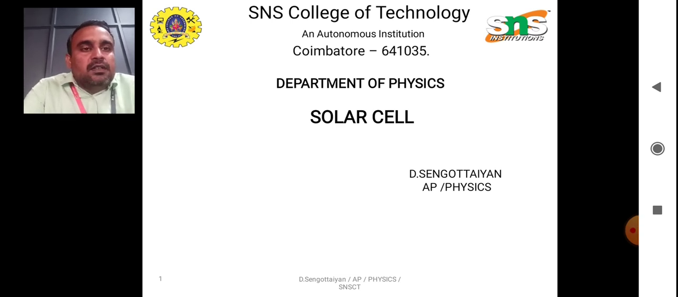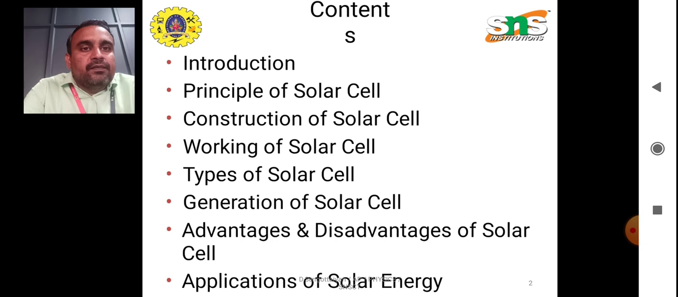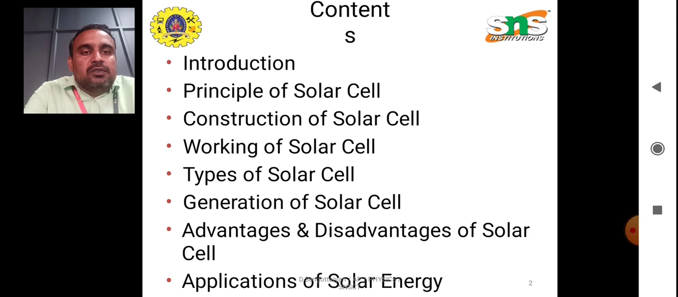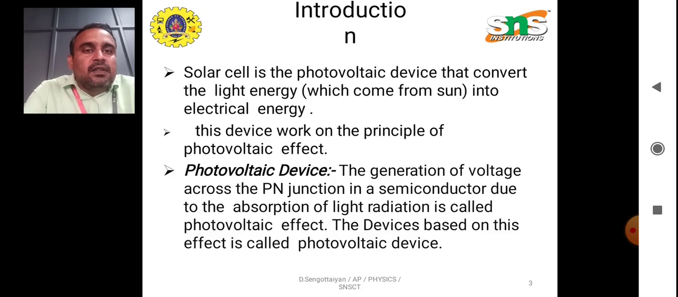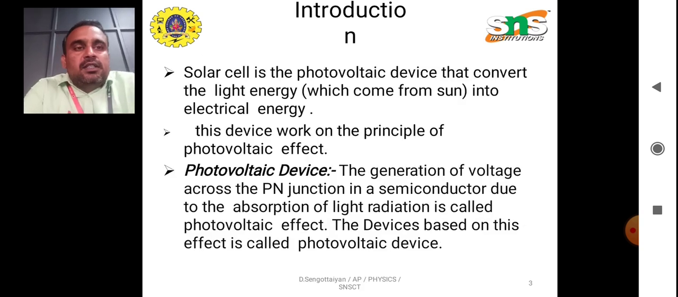Today our topic is solar cell. The content about solar cell: introduction, principle of solar cell, construction of solar cell, working, types of solar cell, generation of solar cell, then finally advantages, disadvantages, and applications of solar energy or solar cells. So the first part is introduction of solar cells.